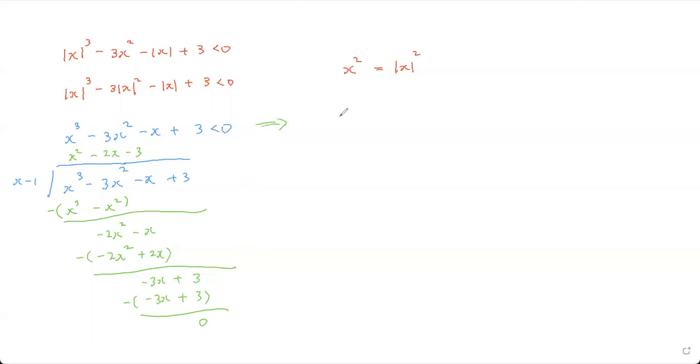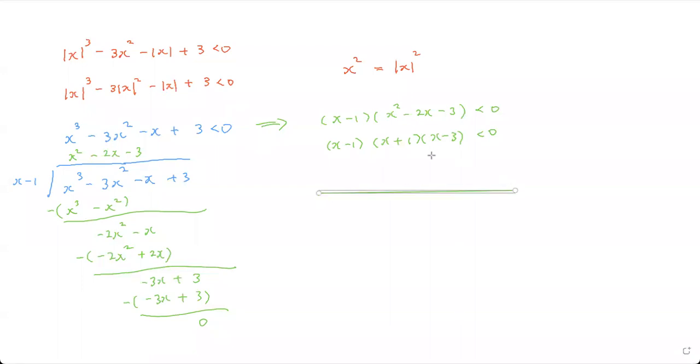So this inequality becomes this, right? I can actually rewrite it as x squared minus 2x minus 3 less than 0. Let's factorize this further. x squared minus 2x minus 3 is actually x plus 1 times x minus 3. Okay, so I'm going to solve this inequality now.